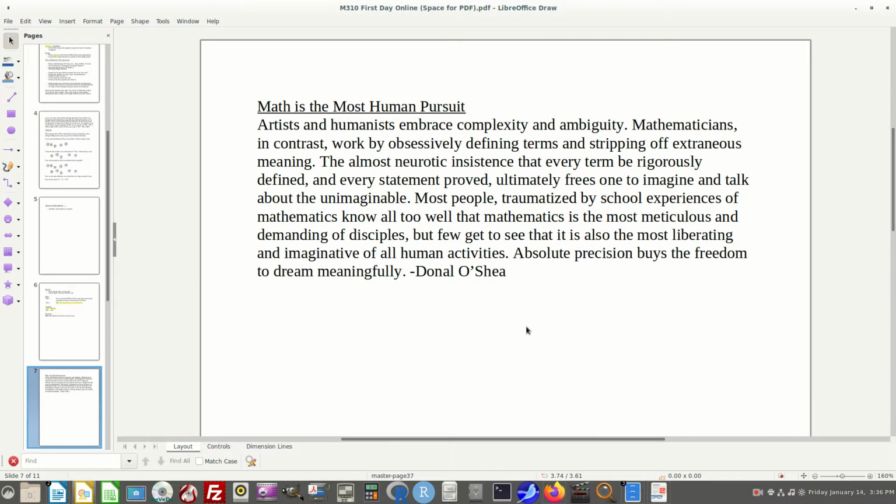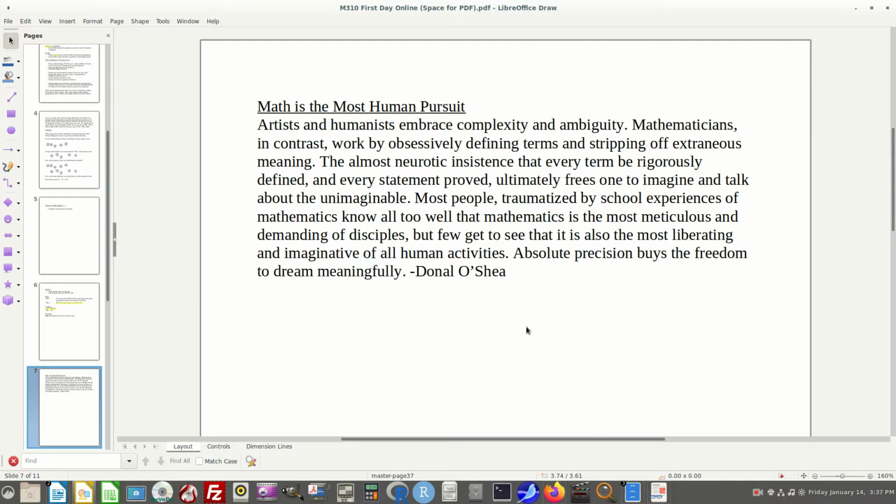This is an extended quote from Donald O'Shea. It is one of my best quotes. I keep it with me a lot, so I'm going to read it to you. Artists and humanists embrace complexity and ambiguity. Mathematicians, in contrast, work by obsessively defining terms and stripping off extraneous meaning.